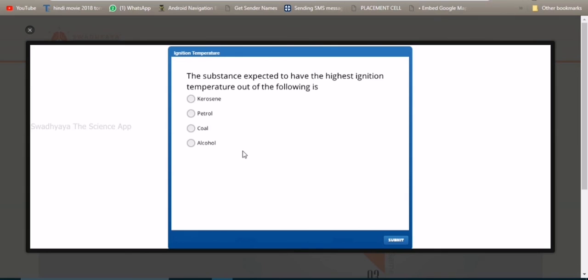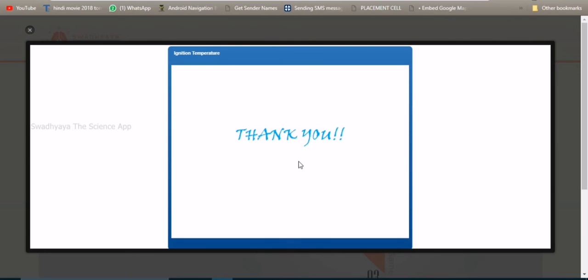The substance expected to have the highest ignition temperature out of the following is coal. It's the right one. Here we have completed the section.